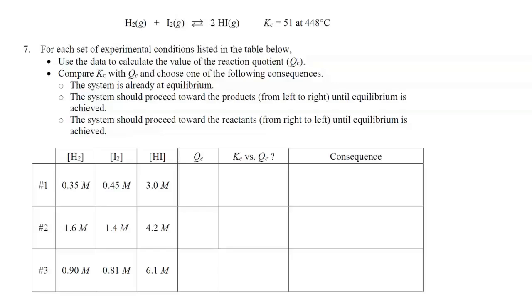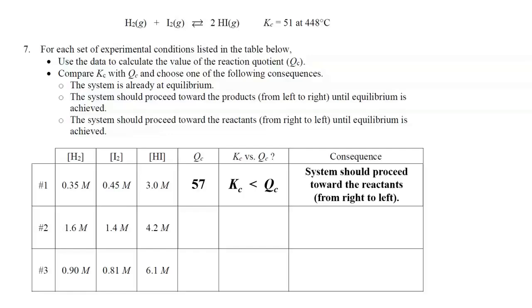Let's take a look at our first example. This is situation number 1, and we have concentrations of 0.35 for hydrogen, 0.45 for iodine, and 3.0 for hydrogen iodide. These are all concentrations, moles per liter. So the Q, the reaction quotient, is 3 squared divided by the product of 0.35 times 0.45. Now we get a number which is 57. So clearly 57 is larger than 51. So Q is greater than K. And that little inequality symbol, the way I've set it up, is pointing toward the left, or toward the reactants. So when Q is larger than K, we have too many products or not enough reactants. So what's the consequence? The system should proceed toward the reactants from right to left until equilibrium is achieved.